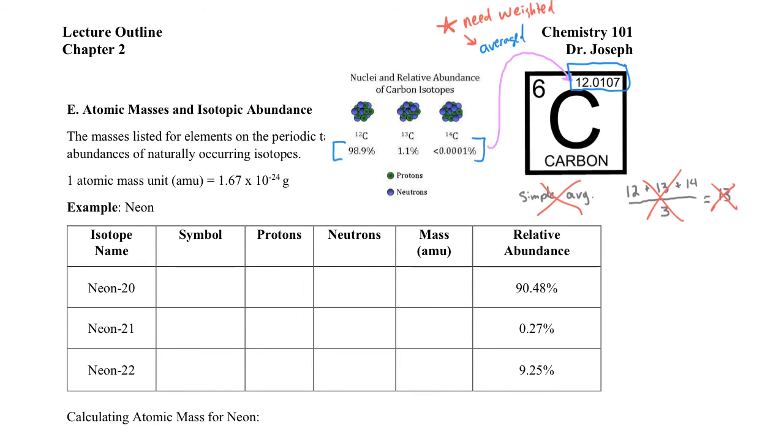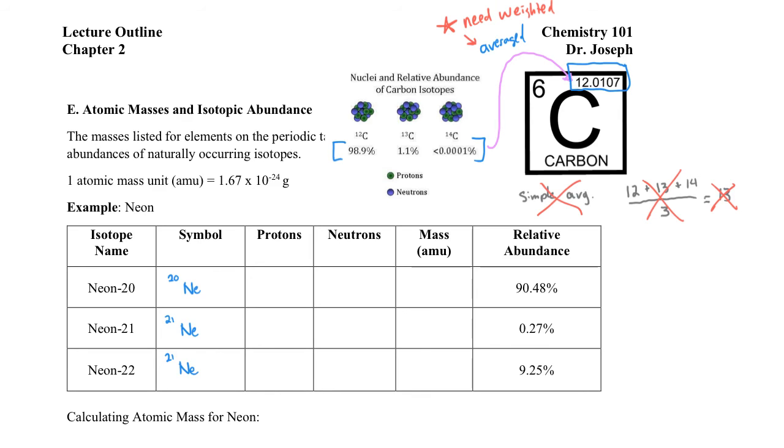After that, we'll figure out what the weighted average would be. For the symbol, we're just going to write the symbol neon in the isotopic notation, so we have neon 20, neon 21, and neon 22. Those are the mass numbers for each of these isotopes that were given in the name. Remember, mass number always goes in the top left-hand position.